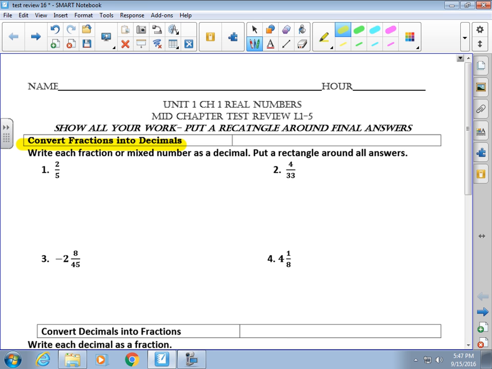convert fractions into decimals. So we need to write each fraction or mixed number as a decimal, put a rectangle around answers. So to convert a fraction or mixed number to a decimal, I need to do the top divided by the bottom. In mathematical terms, that is the numerator divided by the denominator.